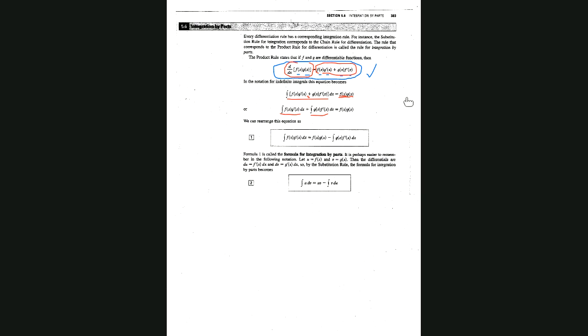The formula in this form is a little bit difficult to remember. So what mathematicians do is make a formula that's easier to remember. They say, let's let u equal f of x, and let's let v equal g of x. We're making these substitutions so that it breaks the formula down into an easier form.